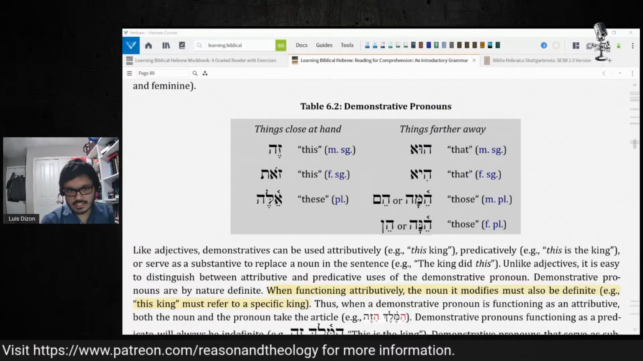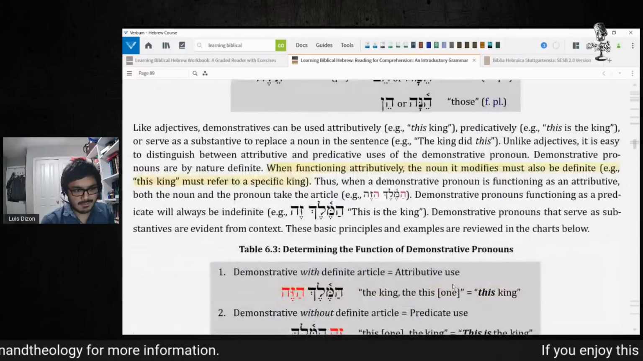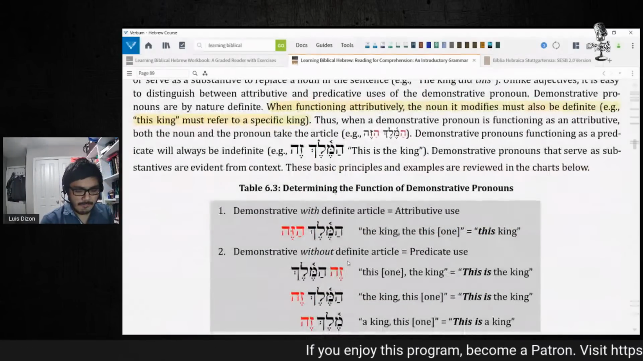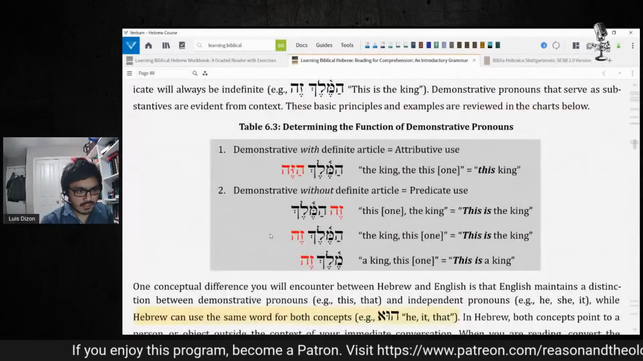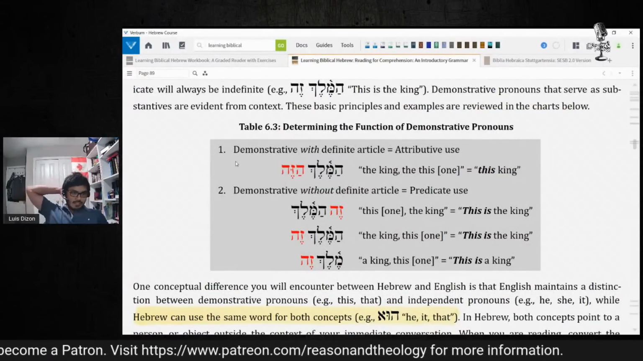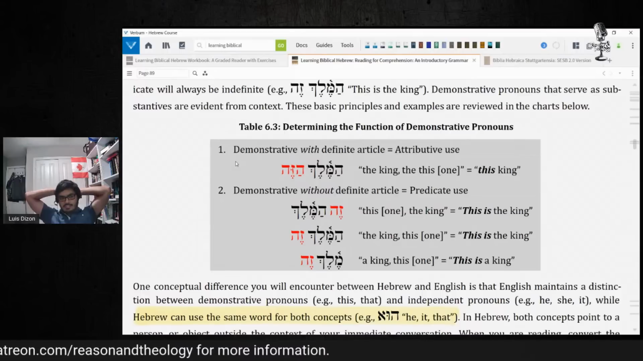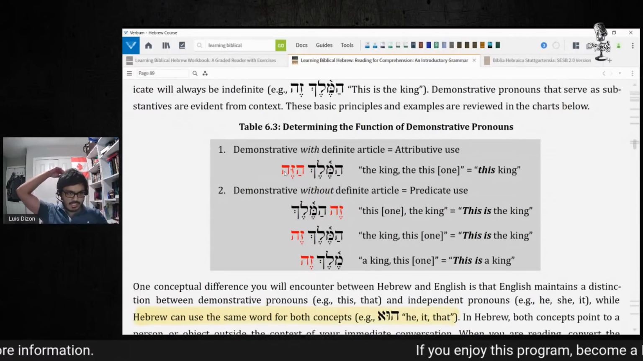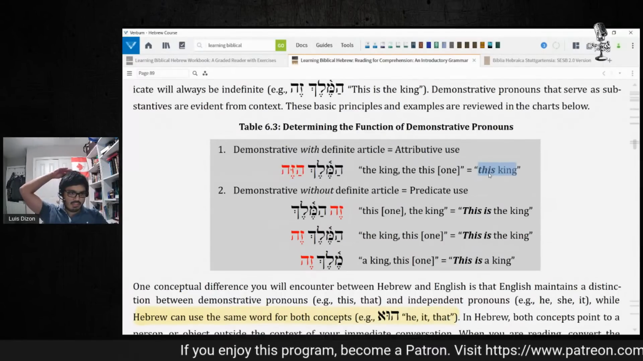Greek does the same thing on occasion as well, but since this is not a Greek course, I'm not going to elaborate on that. You'll learn it if you decide to learn Biblical Greek. Here are some examples of how these work. So, Hamelech Hazeh, this king. The same rules that we use for adjectives also apply to demonstrative pronouns. So, if it agrees in definiteness, it is attributive. So, Hamelech Hazeh is this king.